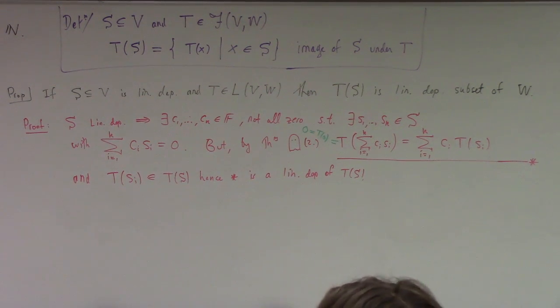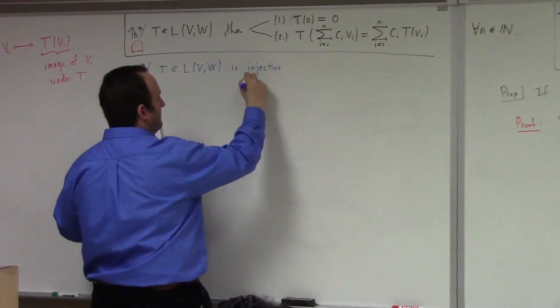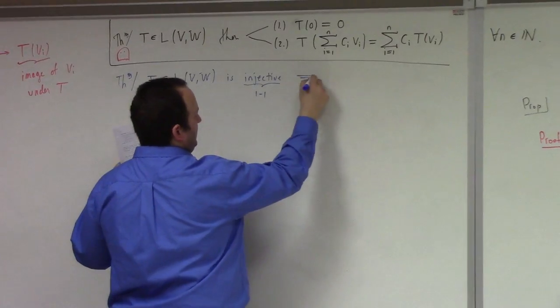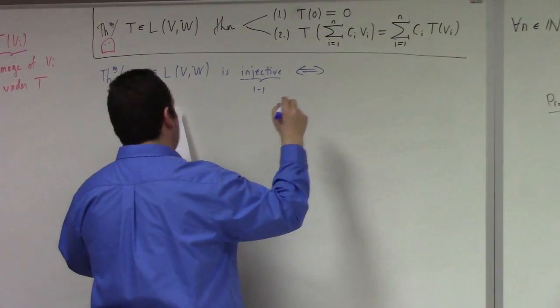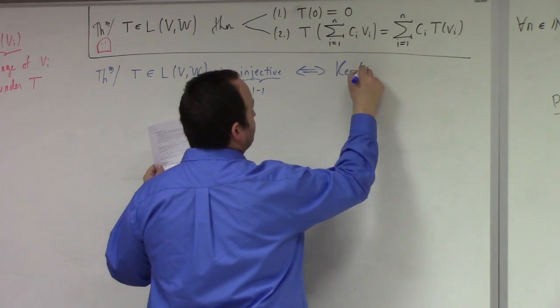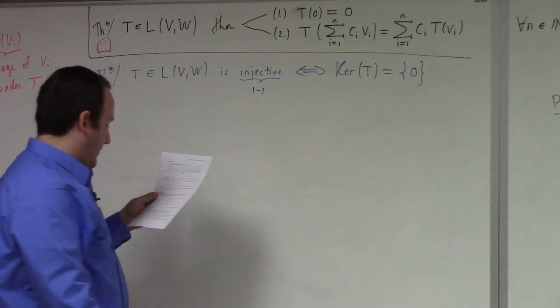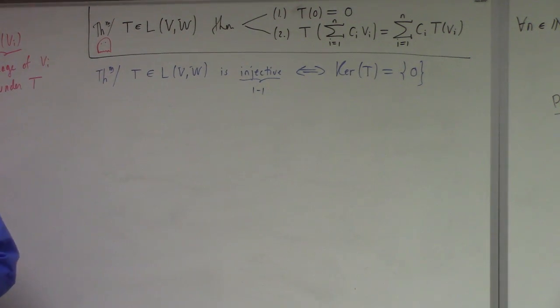Theorem. Linear map T an element of L(V, W). In other words, a linear transformation is injective. Injective, just fancy speak for one-to-one, right? If and only if the kernel of T is equal to 0. All right. You're like, kernel? What's a kernel? Good question.